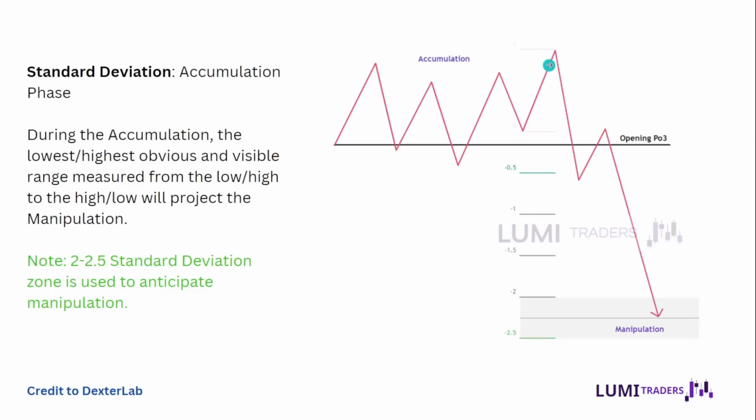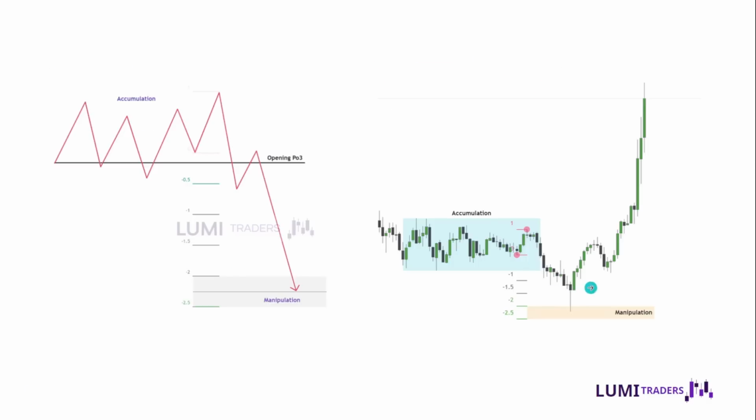From this low to this high, I want to project the move all the way down, and most of the time you will notice that manipulation usually ends in the range between 2 and 2.5 standard deviation. For example, we can see obvious accumulation right here, consolidation, right? We're trying to find the most obvious and visible leg, ideally the last leg, from low to high. Then we project, and we can see that manipulation ends near the range between 2 and 2.5, and after this we got range expansion.